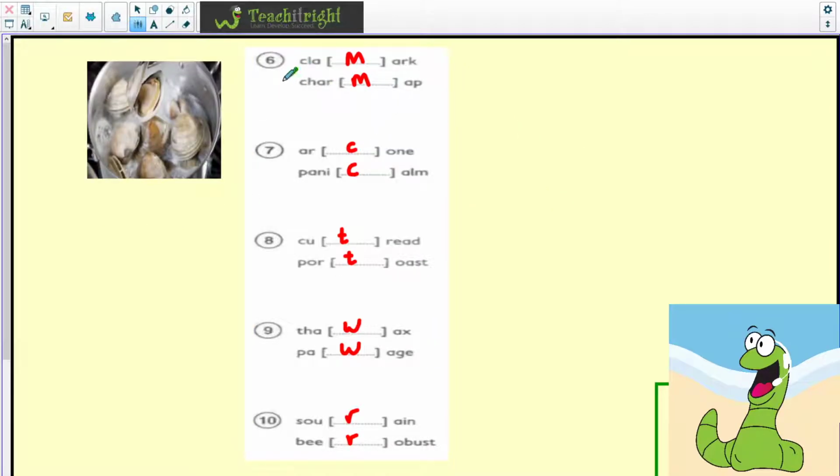Clam, now that's a type of shellfish, if you didn't know what a clam is. Mark, charm and map. Arc, cone, panic and calm. So maybe looking at the A and the R, considering what letters would come. I know an E would, but C as well, so just testing which letters would come afterwards. Cut, tread, port and toast. Thaw, which means to melt.